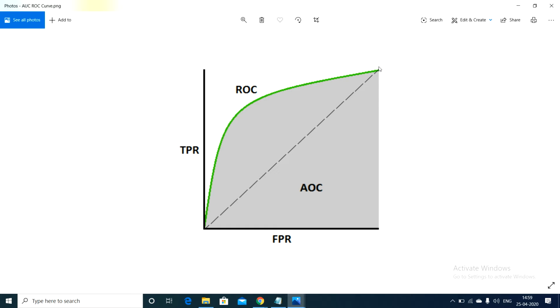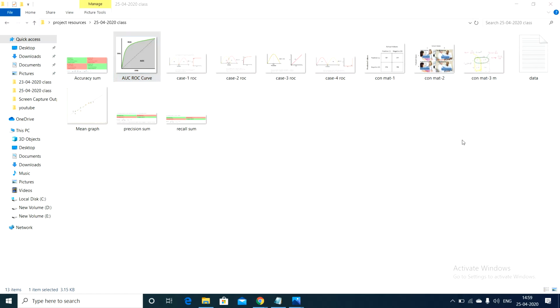How do we draw the ROC curve? Let us see with 4 cases. I will show you how that ROC curve is like this, and how to draw this ROC curve also. The area under this ROC curve is called AUC. You see, this dark shaded region is the area under the ROC curve.